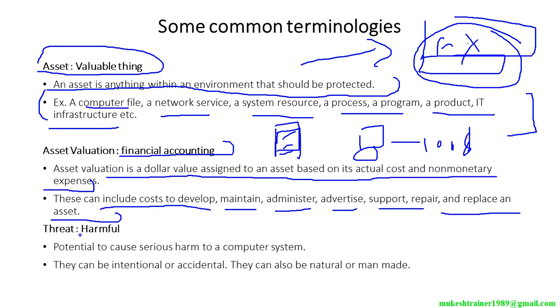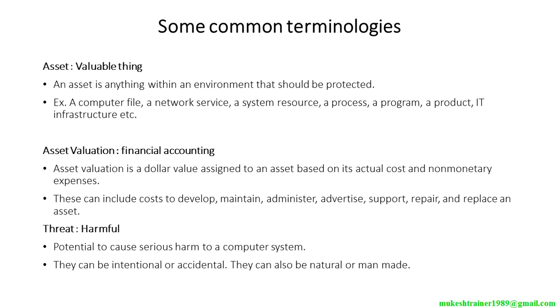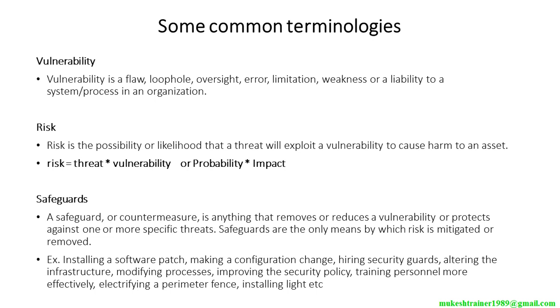And a threat is a harmful potential to cause serious harm to your computer. A threat can cause any harm. It can be intentional or accidental. They can also be natural or man-made. So threats are of two types, natural and man-made, and sometimes an intentional threat, a hacker, can delete or crash your hard drive or everything, and sometimes it happens accidentally as well.